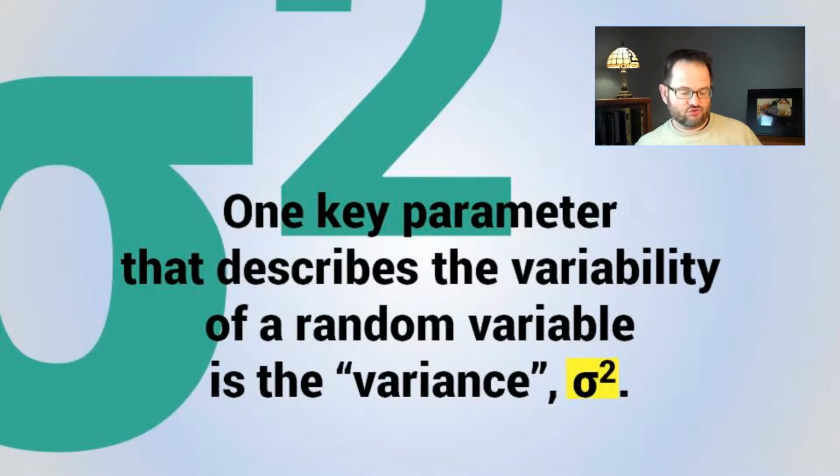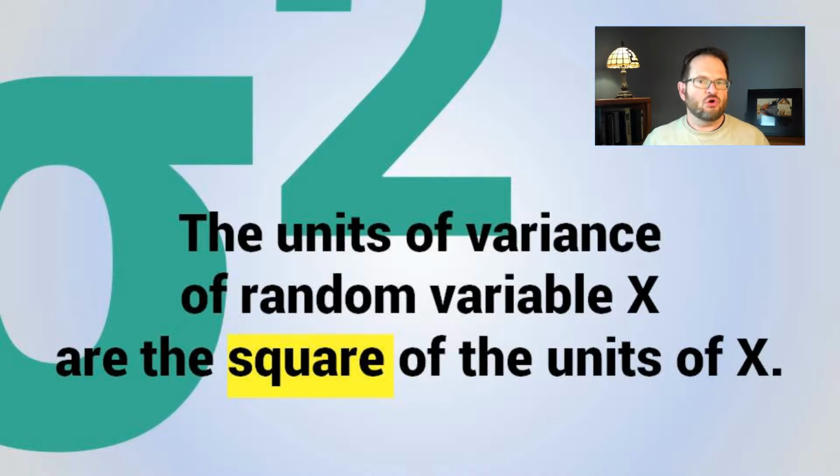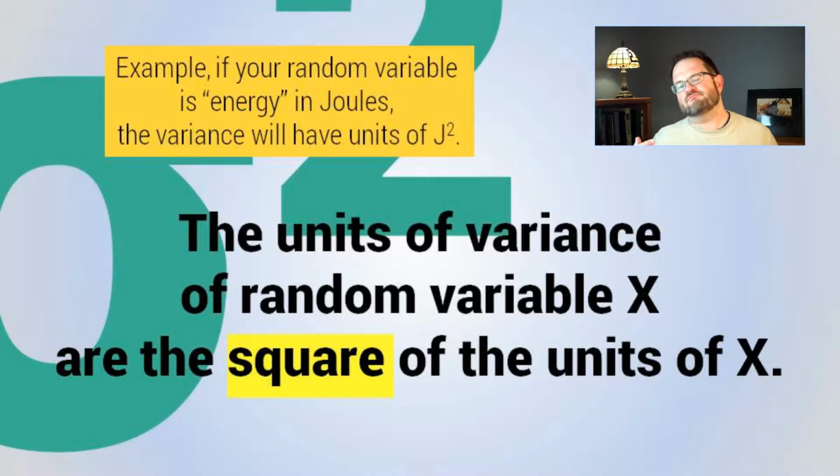One key parameter for describing the variability of a random variable is known as the variance. Now the variance is denoted with the symbol sigma squared. And the squared is going to help you realize that one of the important things to know about variance is that the units of variance are always the square of whatever the units are of your random variable. For example, if you have a random variable that is energy, like the amount of energy produced each day on a wind turbine, if your unit of energy is joules, then the units of your variance are going to be joules squared.